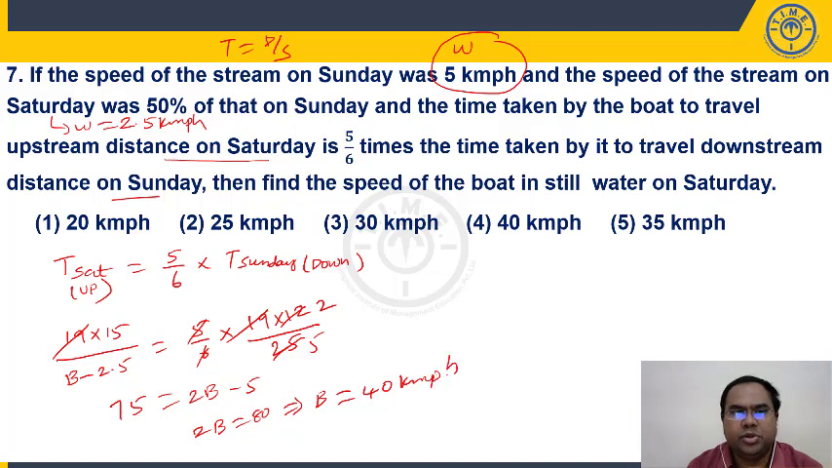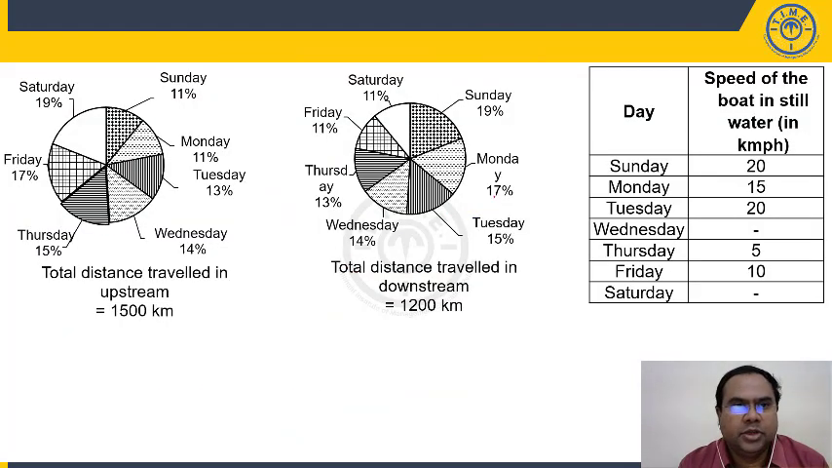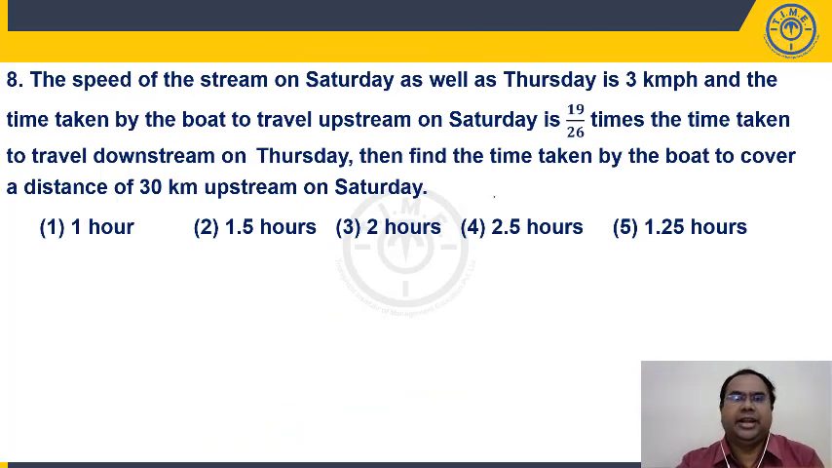So what is my question here? Find the speed of the boat in still water on Sunday. So we need to find the B value, 40 kilometers per hour. It was present in choice 4. Okay, next question. Question number 8 on your screen, students.